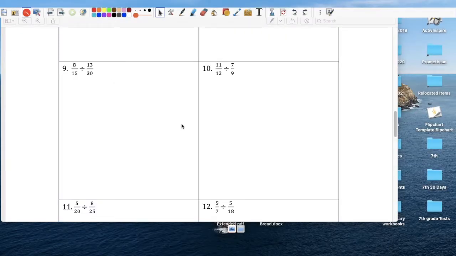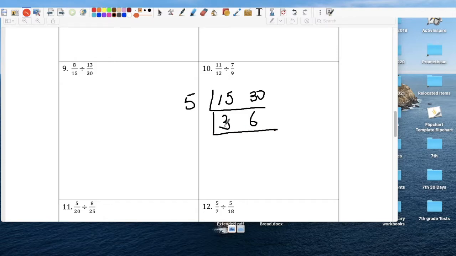It's 15 and 30. So let's do the LCM. One number that goes into 15 is 5 and goes into 30. So 15 divided by 5 is 3. 30 divided by 5 is 6. What number goes into 3 and 6 is 3. 3 divided by 3 is 1. 6 divided by 3 is 2.